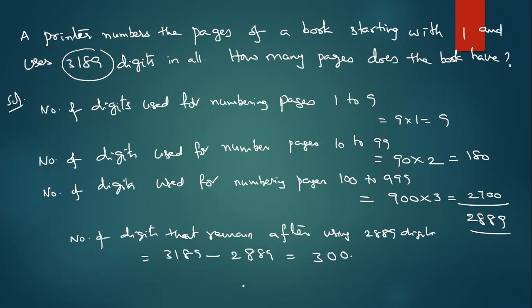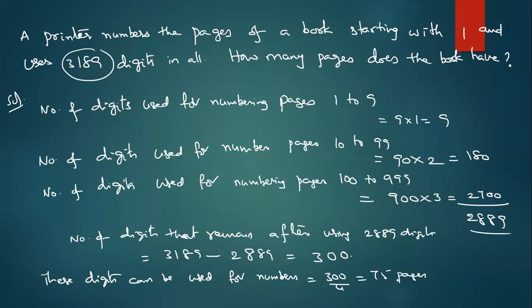These digits can be used for 75 more pages, sir. Beautiful. How? 300 by 4. Excellent, 75 pages. Correct? Good.